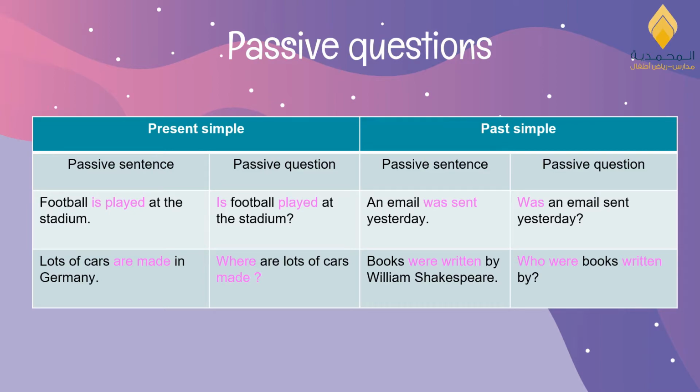To the past part. I have the two sentences, passive sentences. An email was sent yesterday. Books were written by William Shakespeare. When I change these sentences into questions: was an email sent yesterday? Who were books written by? So, try to figure out the structure of a passive question.